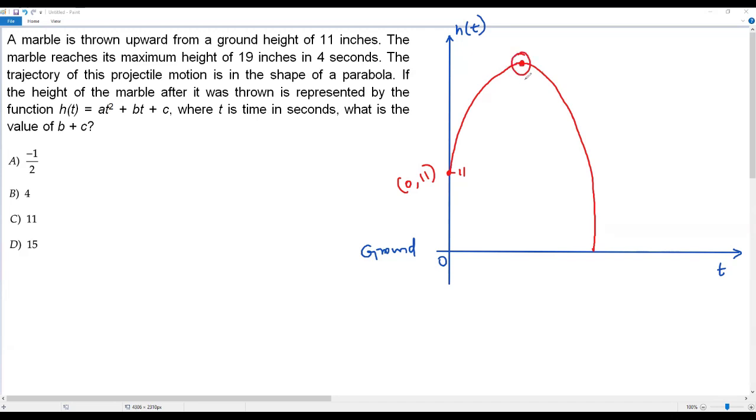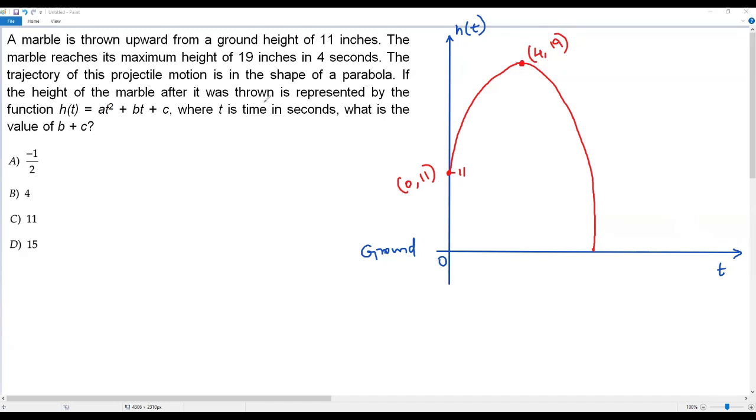That's the maximum height reached by the marble. So it is given in the information that the maximum height reached by the marble is 19 inches in 4 seconds. So as I said already, we always have to write the value of the variable that we have on the horizontal axis first. So here we have t. So we write time first, that is 4, and the maximum height is 19 inches. So this is the value we have for the variable on the vertical axis. Okay, now here we have the parabola which opens down, and also we have the vertex of the parabola.